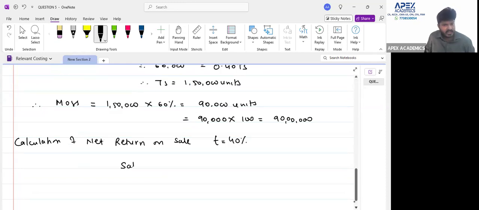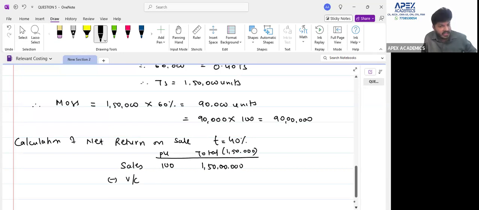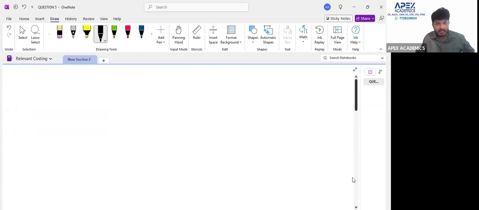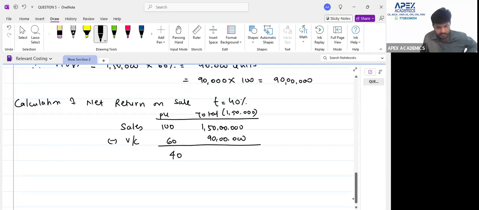Pay attention. Sales per unit is 100. Total how many units are there? 1,50,000. Agreed or disagreed? So 1,50,000 multiplied by 100 is how much? 1 crore 50 lakhs. Yes or no? Please tell me that. Minus variable cost, which was how much per unit? 60 per unit. Yes, it was 60, not 40. 60 was the variable cost. Now for how many units? 1,50,000. So what is the answer going to be? 90 lakhs. Yes or no? Come on, calculate and check. What am I left with? 40. So this will be left with how much?